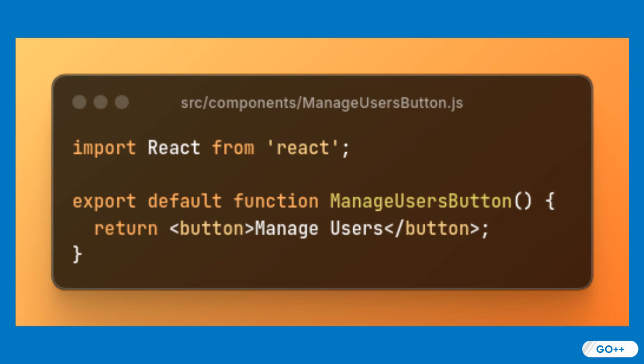maintainable. This example shows the Manage Users button component. Its implementation is intentionally simple and role agnostic. It only renders a button labeled Manage Users. All authorization logic is handled externally via decorators, keeping the component clean, reusable, and easy to test.